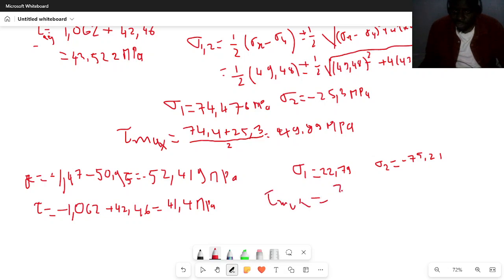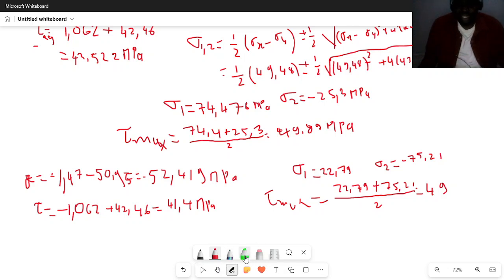Remember it is this force, 22.79. It becomes plus because there's a minus in the formula and this minus becomes plus. 75.21 divided by 2. What do you get? Please get that answer. It's 49. You get 49 MPa. You need to get the same answer.